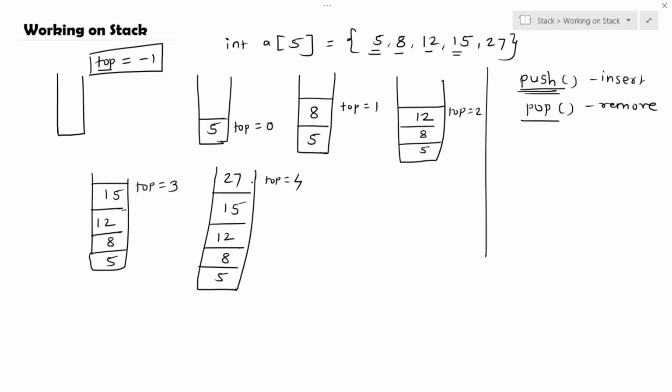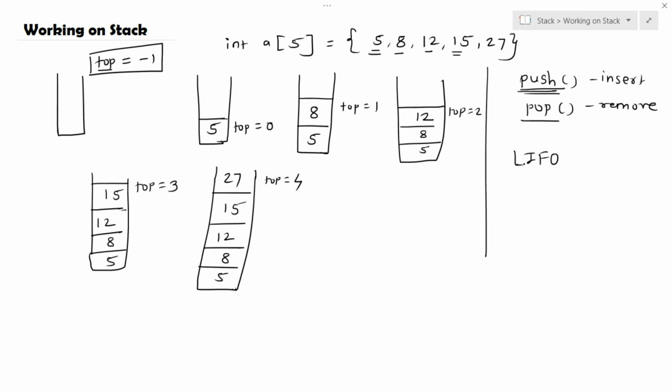So here we call the push function 5 times. We can say that for 5 elements, first time we insert element 5, then 8, then 12, then 15, and then 27. For example, we have to remove an element from the stack. If we want to remove elements from the stack, then first we have to remove the last inserted element, because the principle of stack says last in, first out. That means the element which is inserted last will be removed first.